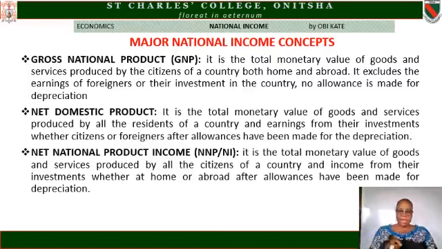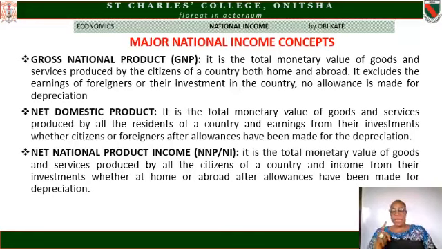Then we have net domestic product. It is the total monetary value of goods and services produced by all the residents of a country and the earnings from their investments, whether citizens or foreigners, after allowances have been made for depreciation.